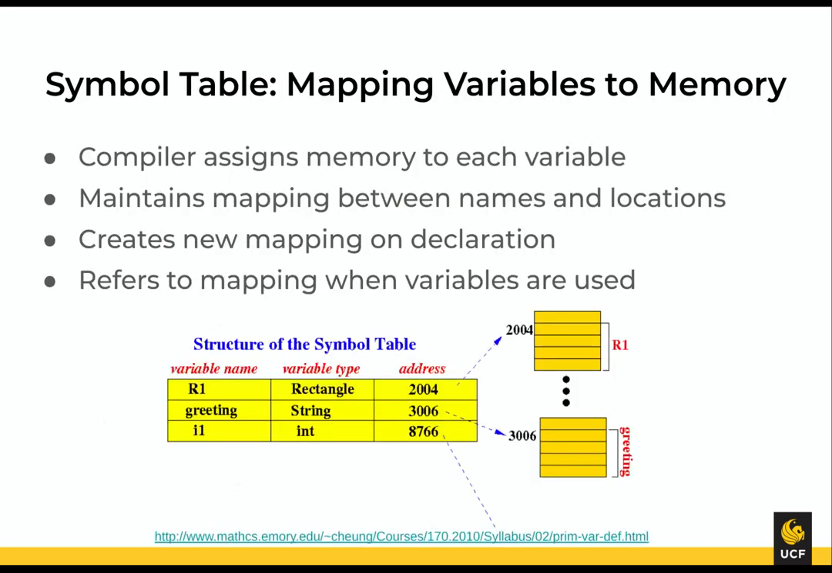Okay, a little refresher on symbol tables. The symbol table just keeps track of the variable name, the type, and the address for use in compilation. So the compiler assigns memory to each variable and maintains a mapping between names and locations. Whenever there's a new declaration of a variable, it creates a new mapping in the symbol table. And when these variables are being used, either stored or loaded, it refers to the symbol table to make sure the variable is used in the appropriate way.